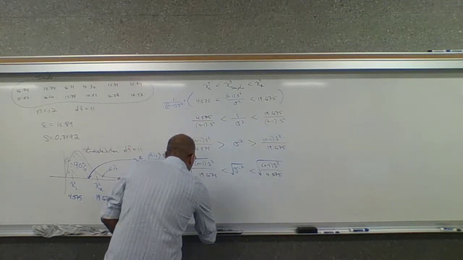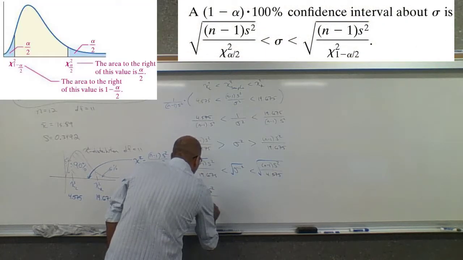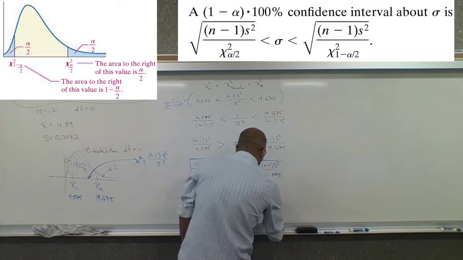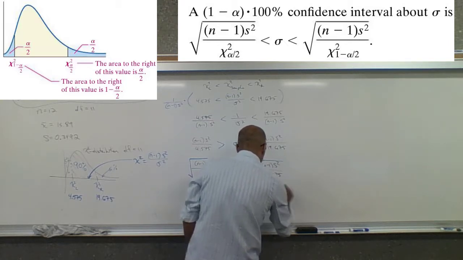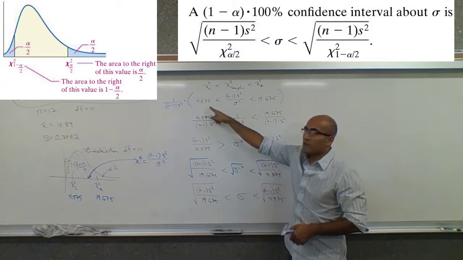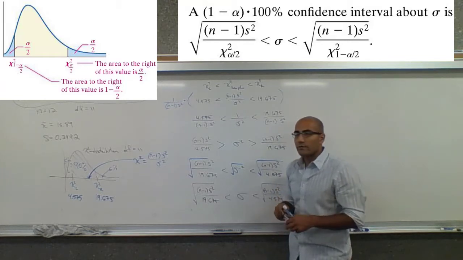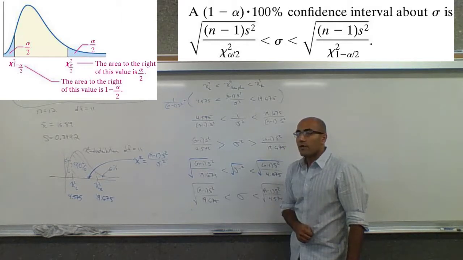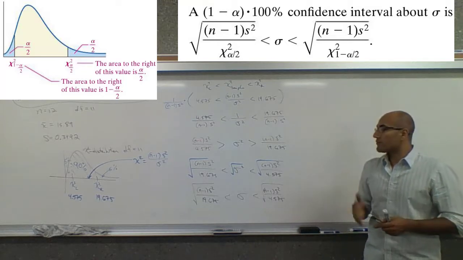So that's going to be the square root of (n minus 1) s squared all over 19.675, less than sigma, less than the square root of (n minus 1) s squared all over 4.575. So it's exactly what I did a minute ago, except I replaced early on the chi squared with this number. Leaving things with chi squared seems to make people very confused. So it's just a number that we get from the table, some constant value we get once we find the degrees of freedom and the confidence interval that we want to find.